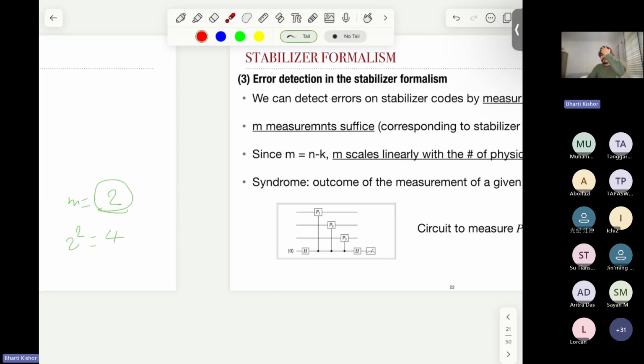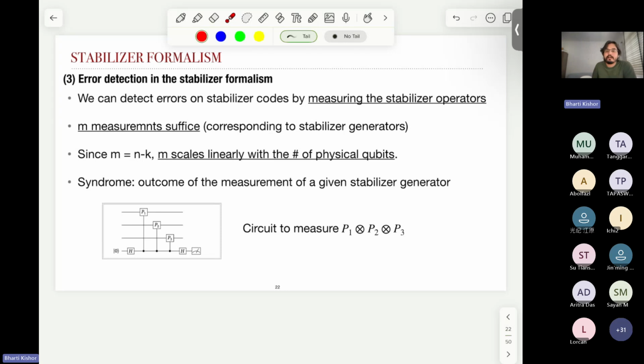Let's look at error detection in the stabilizer formalism. We can detect errors on the stabilizer code by measuring the stabilizer operators.